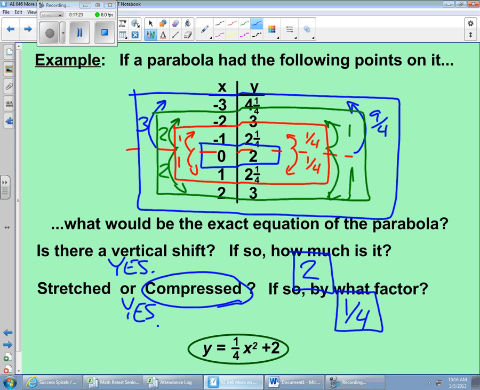Now, it can be a little harder to see what the factor should be on a compression, because you do tend to end up with fractions, okay, which makes sense. In order to compress a parabola, the number has to get smaller than 1. The coefficient has to get smaller than 1. So if it's compressed, you're always going to end up with a fraction here. If it's stretched, most of the time you're going to end up with a whole number bigger than 1. Sometimes it can be a fraction, a mixed number, usually. But anyway, so there's an example of one that's compressed.